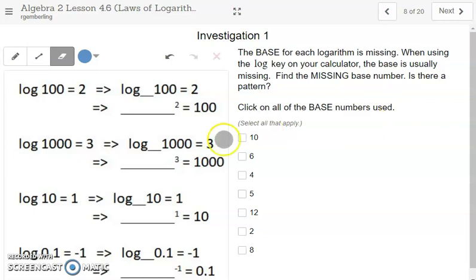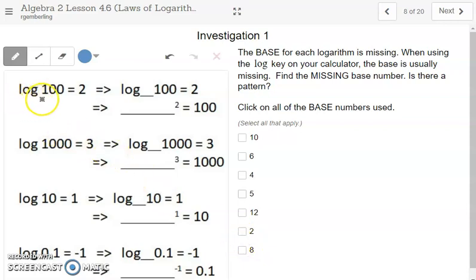Well, on your calculator, you will probably find a log key, but you will not see a base. And so most of the time, your calculator, the base is missing. Now there are some calculators out there today that the base can be actually inputted, but in general, when there's a log button being used, the base itself will not show up. And so the question is, what is that base? Is it a single number, or is it more than one possibility?